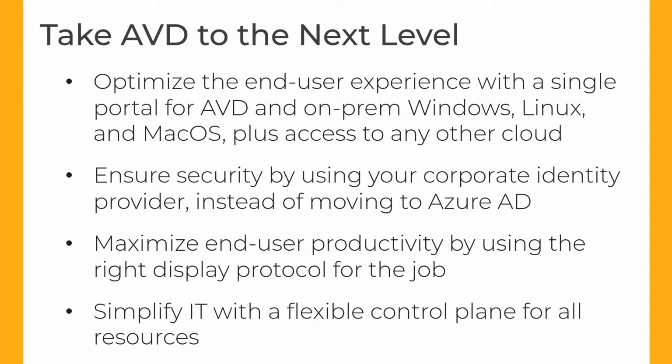And really all of this is about not just optimizing the end user experience, but maximizing the end user productivity. Obviously, for your end users and your employees, time is money. So you want to make sure that they're productive all the time. And you can do that not only by making sure they have access to the right resources, but also by ensuring that they get the right performance when they connect to that resource. And that performance, obviously, it's a little bit of a factor of their network, but then another thing that comes into play is the display protocol that you use to connect the user to the machine.